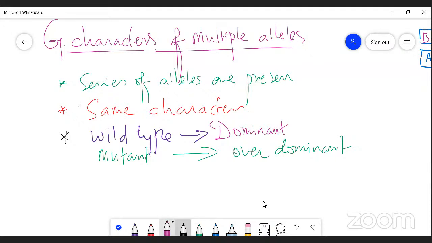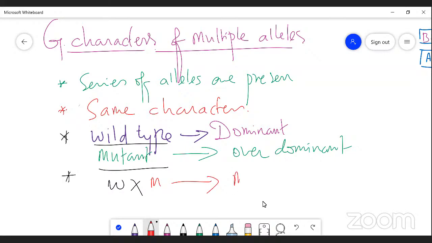The next one: if the wild type variety is crossed with the mutant variety, F1 will be only the mutant variety. The mutant variety is expressed in the F1 generation, not the wild type variety. So the phenotypic ratio of the wild type is suppressed by the expression of the mutant variety. This is due to multiple alleles. So these are the general characteristic features of multiple alleles.